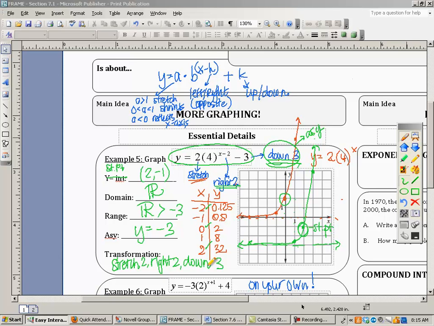Okay, and again, I would like you to be able to tell me the transformation without actually having to graph this. So I want you to try this one on your own. Again, I'm going to ask, really, can you do this without using your calculator? Because we just did that, and we'll practice exponents and things like that.